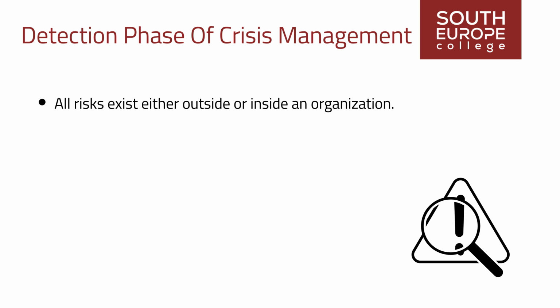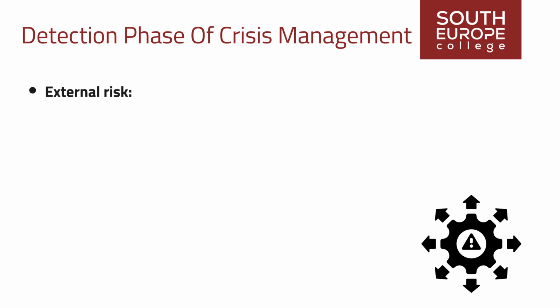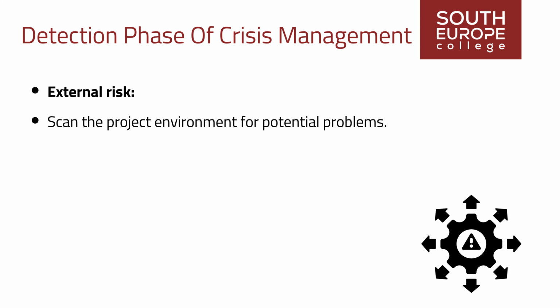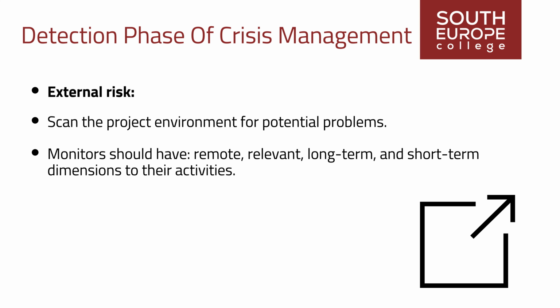All risks exist either outside or inside an organization. This means that to be fully efficient, an organization needs both external and internal monitors. External risk. Those who have external monitoring responsibilities for client risks should operate at the project boundary and scan the project environment for potential problems. To completely cover project risks, external monitors should have remote, relevant, long-term, and short-term dimensions to their activities.